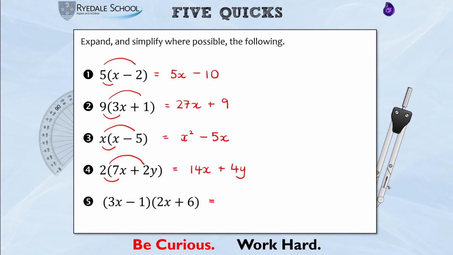Finally, question number 5 is a quadratic. I'm going to expand this using FOIL. So 3x times 2x is 6x squared. Outers, plus 18x. Inners, minus 2x. And lasts, -1 times +6 is -6. Do note that this one does simplify though, so it is 6x squared. Combine your terms in x is plus 16x, and then take away 6.